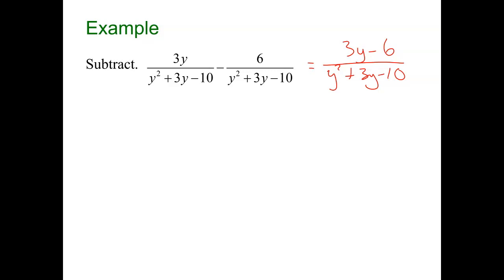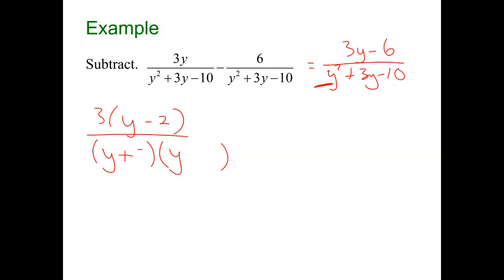How can I factor the numerator? GCF of 3. I factor out the 3. What am I left with? y minus 2. Okay. Now denominator. I've got a trinomial where the leading coefficient is 1. So I know it's going to factor in the form of y plus or minus something, y plus or minus something. What are those two somethings? Good. Positive 5 and negative 2.